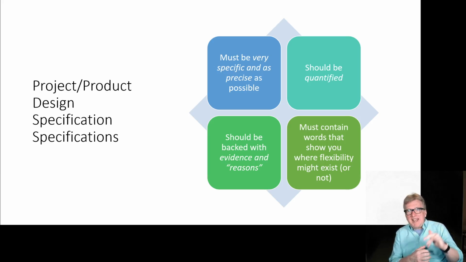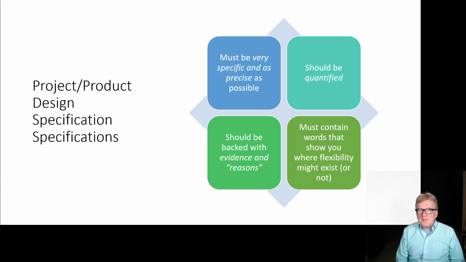First of all, it needs to be as specific as possible. And it also needs to be precise if that is possible. And it should be quantified. So let me just give you an example. If I'm going back to my example of my TV remote control, if I say that one of the project design specifications or product design specifications is that I need to be able to control the TV from a long distance away, that's not good enough.